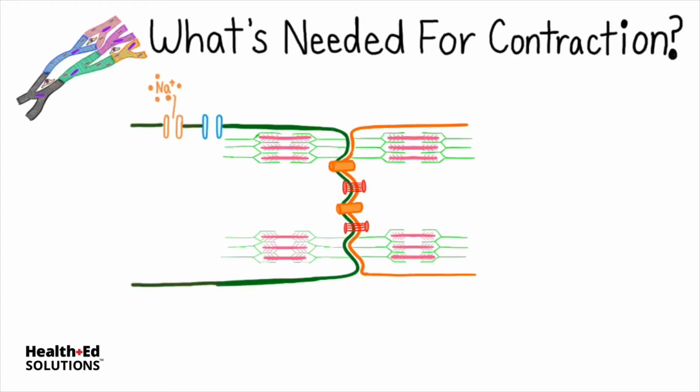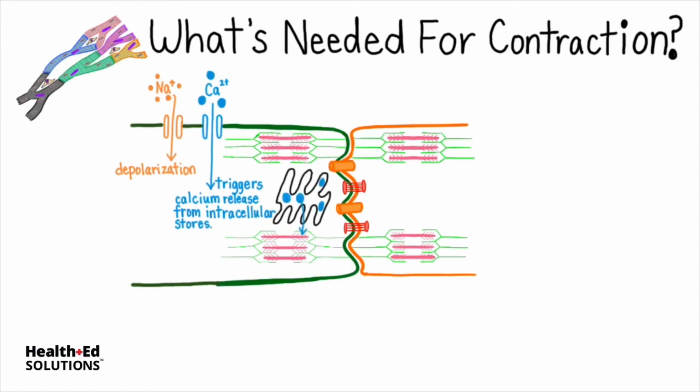A contraction requires depolarization of the cell membrane, which is followed by calcium entry, which triggers further release of calcium from intracellular stores. This released calcium floods all around the sarcomeres and interacts with a protein that we've talked about called troponin. This calcium and troponin interaction allows myosin to grab onto actin and pull like a power stroke.